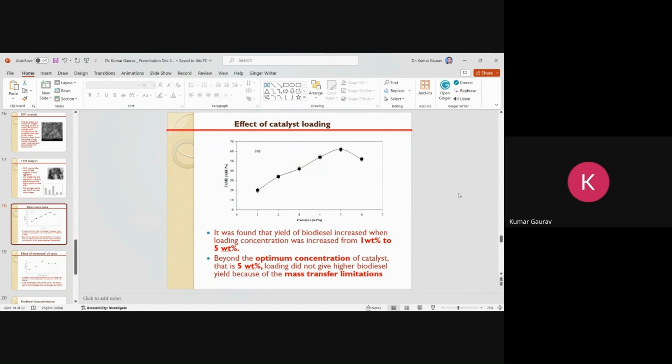When we increase the concentration of the nanocatalyst from 1% to 5%, there is an increase in the biodiesel yield, that is the FAME yield. But if we go beyond the 5% optimum concentration, the FAME, that is the biodiesel yield, decreases due to mass transfer limitations.